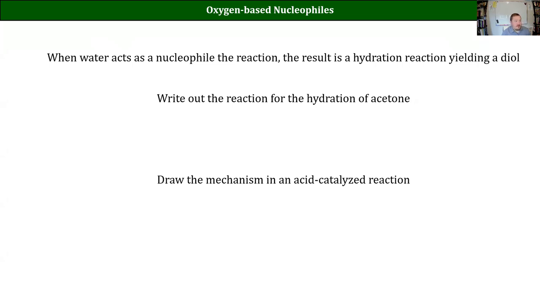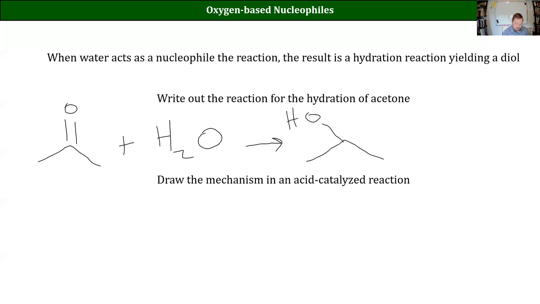So if we have water, we already did this as an example. If water is the nucleophile, the result is a hydration reaction where you wind up turning the carbonyl oxygen into an alcohol, and then we added another alcohol on there. So if we had acetone, which is our simplest ketone, so there's acetone. If we have acetone reacting with water, we're just going to hydrate that bond, meaning we're going to add an OH to one side of the bond and a hydrogen to the other side of the bond, to make the diol.